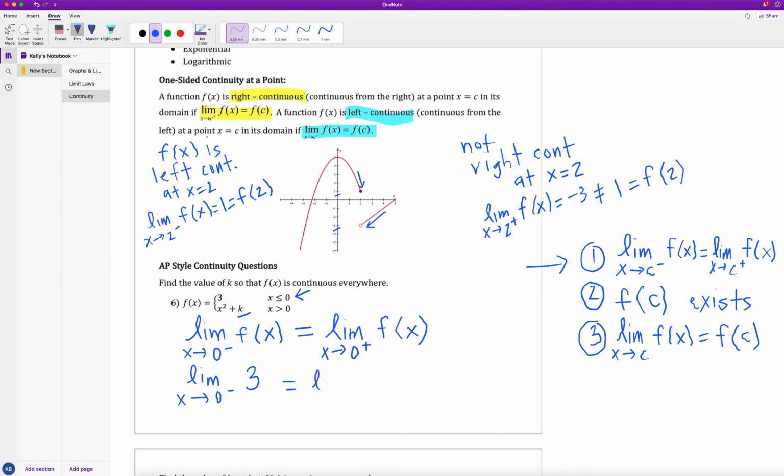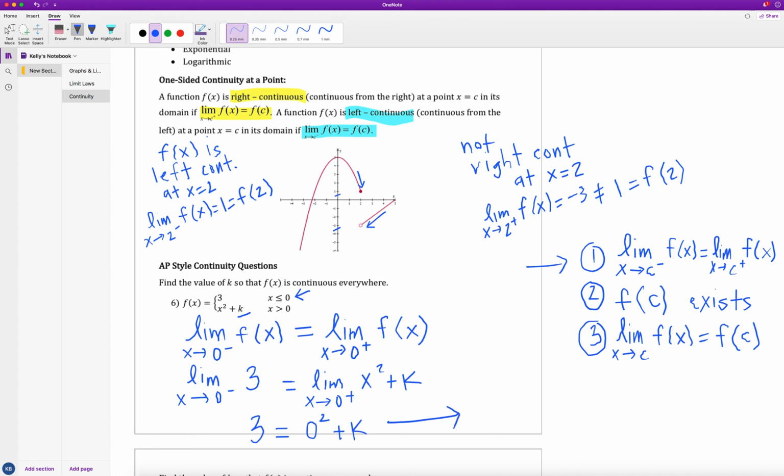Then the limit as x approaches 0 from the right-hand side is going to be the x squared plus k, since I want to use the function where x is bigger than 0. I can do a direct substitution for both of these limits. The limit of a constant is just that constant itself, so I get 3. With direct substitution here, although it seems a little silly to write, I get 0 squared plus k. Remember, k is the constant I'm looking for, so I wouldn't plug 0 in for it, since that's the value that x is approaching, not what k is.